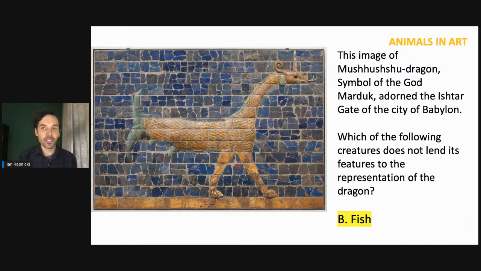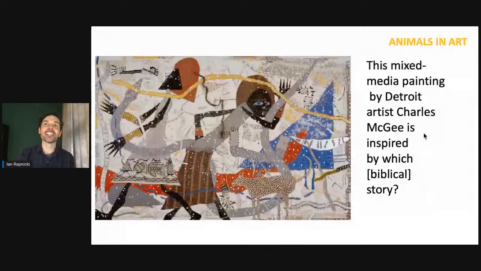In the image you're seeing on the screen now, you do see a fish, so that might be confusing to you, but that's just Photoshop. That's just a Photoshop joke there for you. It's got a fish tail. Pretty good, huh? All right, let's move on.